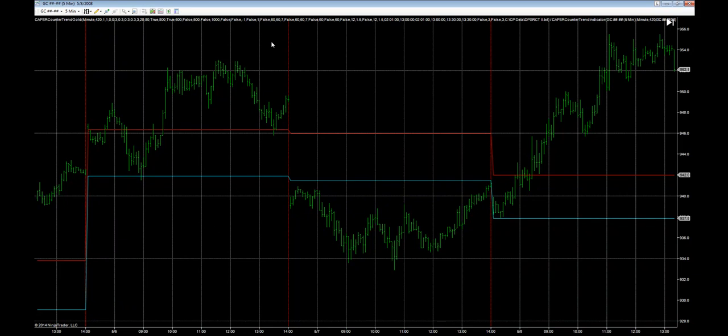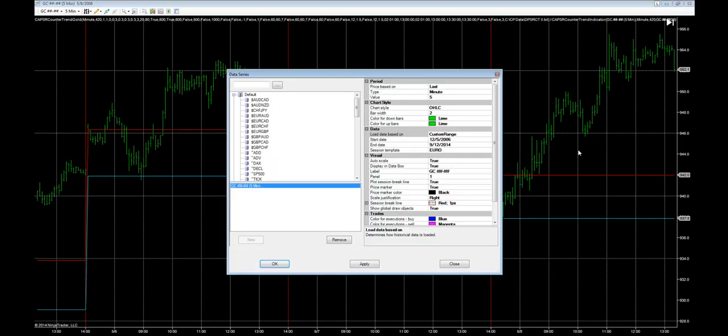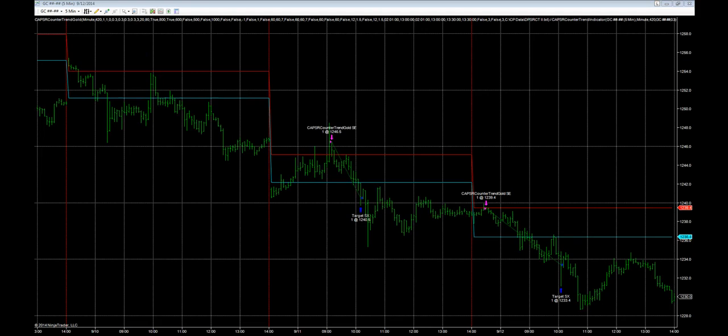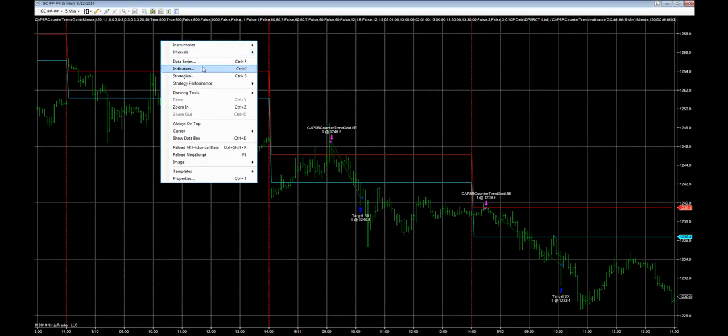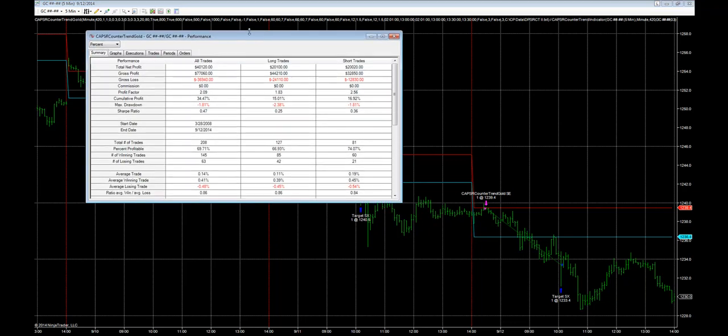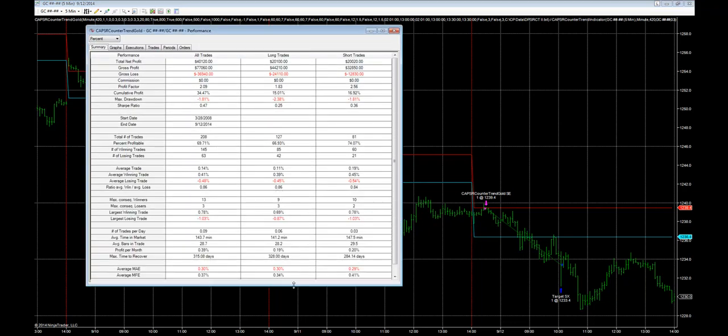So we'll adjust the data series: right click on the chart, select data series, and we'll update this to 3/28/2008, and then we'll apply that, and then we'll look at the updated backtest. So the new data is loaded. We're going to right click on the chart, select strategy performance, and then historical. And you see it's about the same, not much difference.